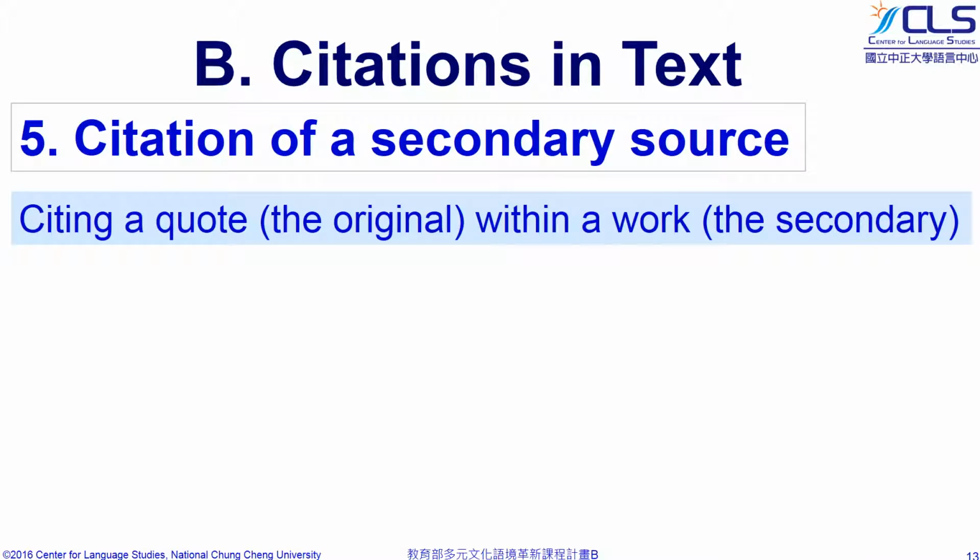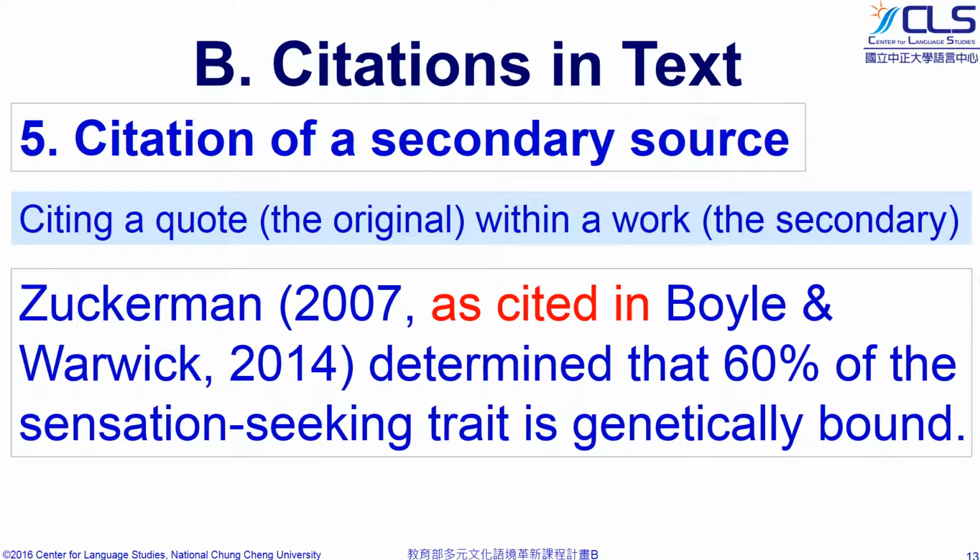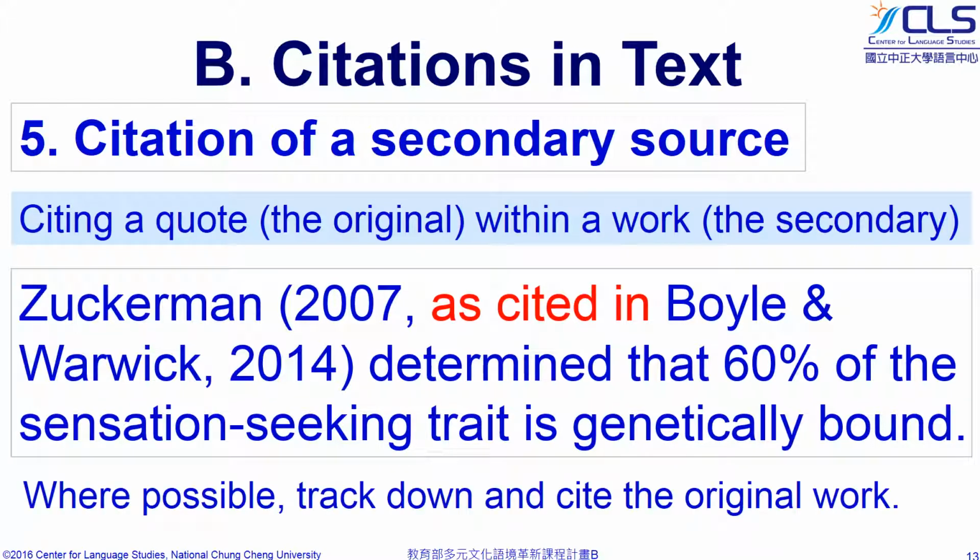The last type is citation of a secondary source, which means citing a quote within a work by referring to the original source with the phrase "as cited in." Although citing a secondary source is not uncommon in academic writing, writers are still encouraged to track down and cite the original work.